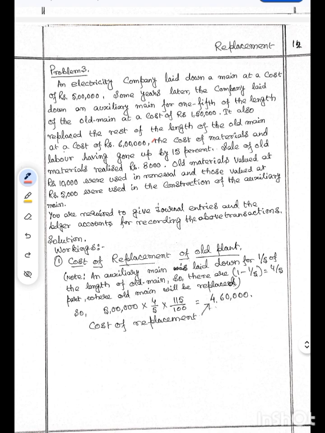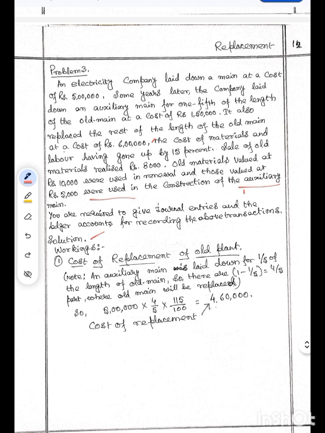Sale of old material realized 8,000. Old materials valued at 10,000 was used for renewal, and those valued at rupees 5,000 were used for construction of auxiliary main. You are required to give journal entries and the ledger account recording the above transaction and the solution.